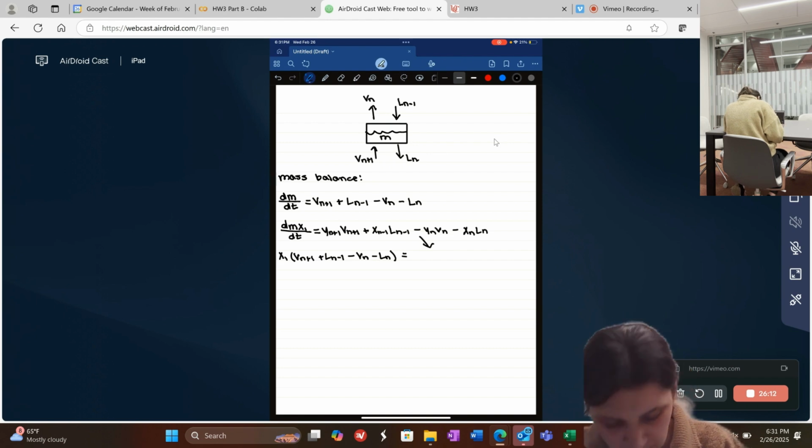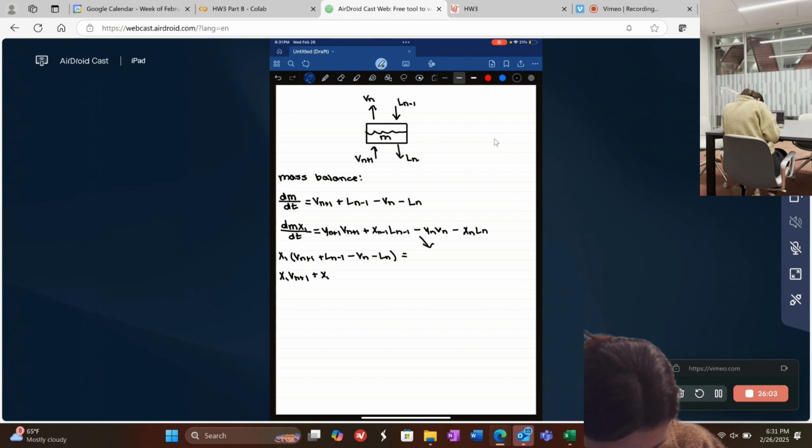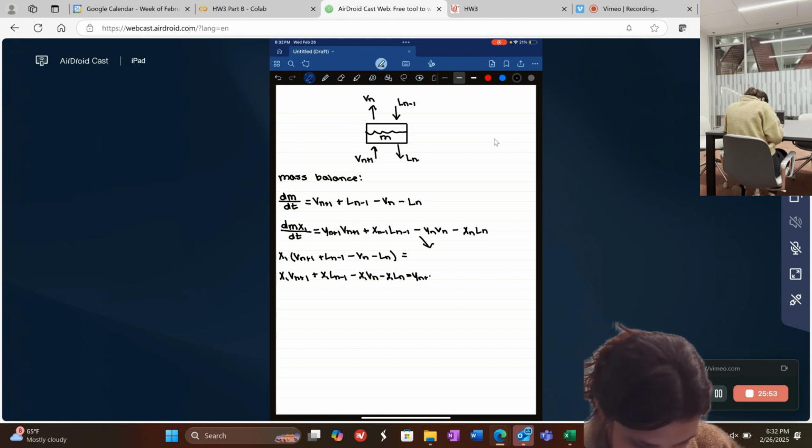And if we carry our mole fraction through, what we end up with is x1 vn plus 1 plus x1 times ln minus 1 minus x1 times vn minus x1 times ln is equal to yn plus 1 times vn plus 1 plus xn minus 1 times ln minus 1 minus yn times vn minus xn times ln.